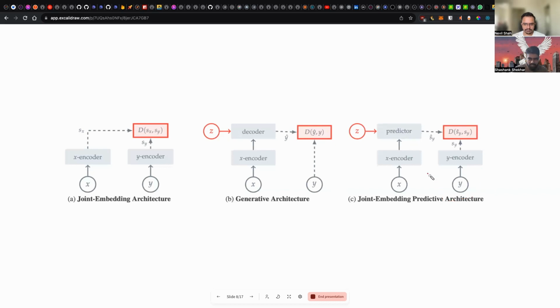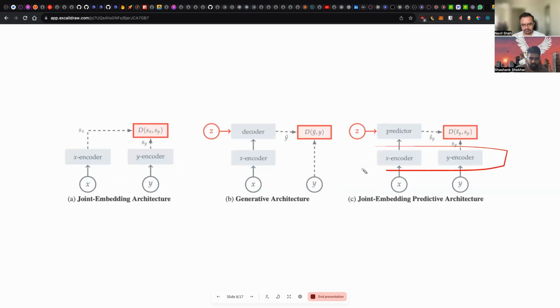So here, the key difference between this and this is that X and Y both exist in the same embedding space. But here, the Y encoder moves the Y response to the embedding space represented by S. And instead of X also being directly represented as S, first X is encoded in a separate embedding space. You combine it with Z, and then you transform X into this new embedding space and calculate the loss.